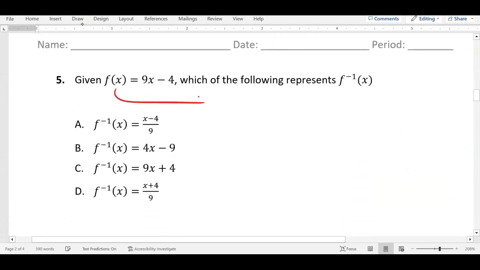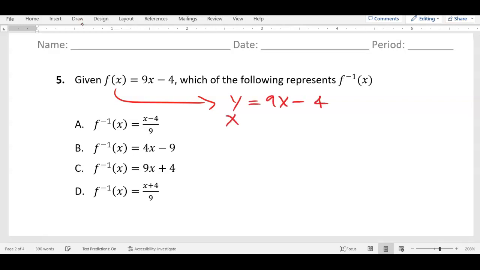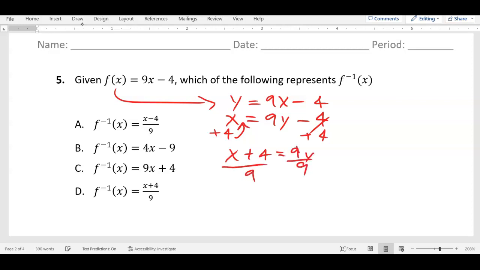Same thing. This turns into y. Then we need to switch x and y. When we solve for y, we get rid of this loner minus 4 by adding 4 to both sides. Put it afterwards. So I have x plus 4 equals 9y. And then I divide by 9. F inverse x equals x plus 4 over 9. My best answer is letter D.